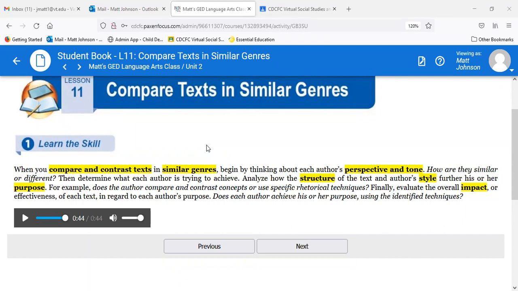So we're going to see similar genres. People writing about a similar subject or in a similar way, but we're going to evaluate their individual style, their effectiveness. And this is one of those lessons, again, that's going to be important when it comes to your writing response, because this is exactly what you're going to see: similar genres, and you're going to look at each one and evaluate them. Okay, so let's take a look here.